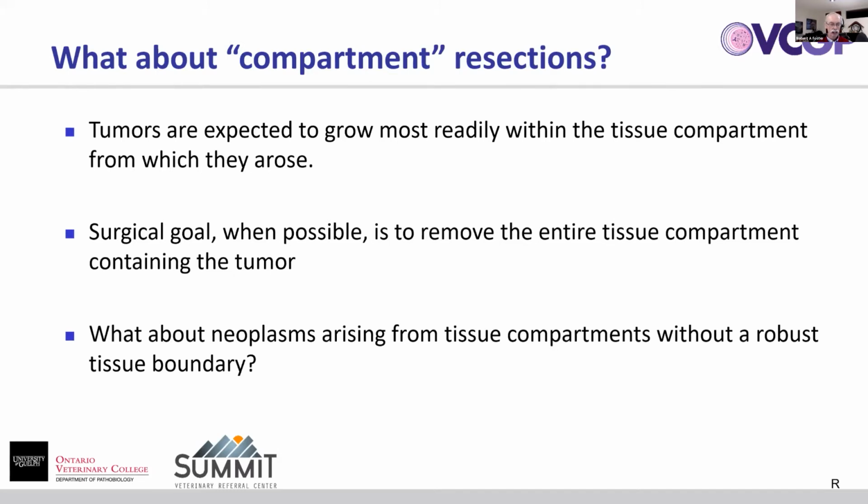Now, there are some locations where there is not a robust tissue boundary, and I'll provide some examples coming up. This boundary then becomes a potential barrier to spread of a tumor.